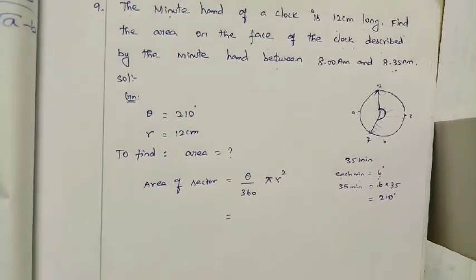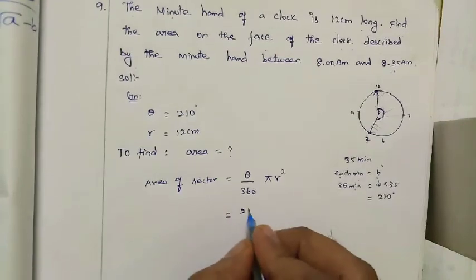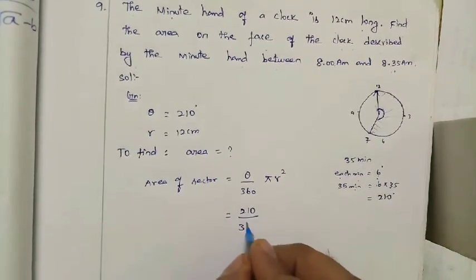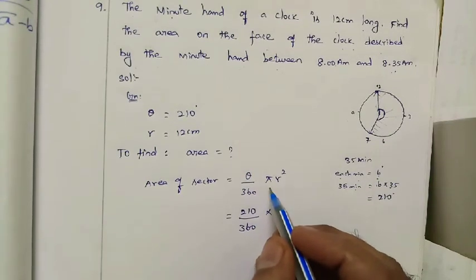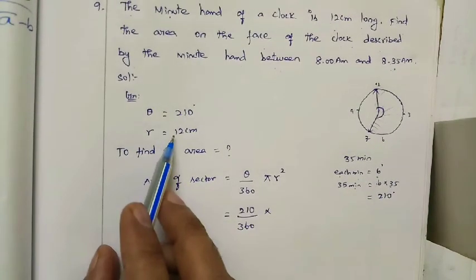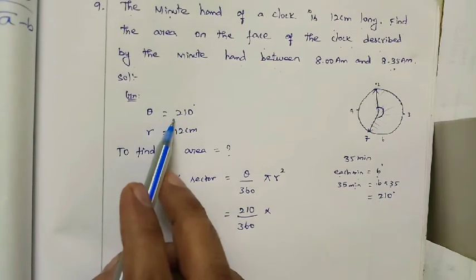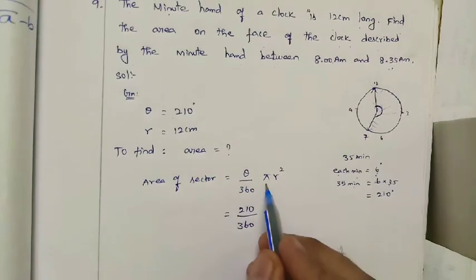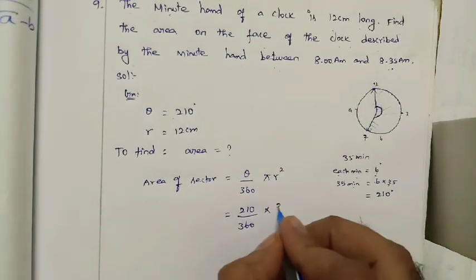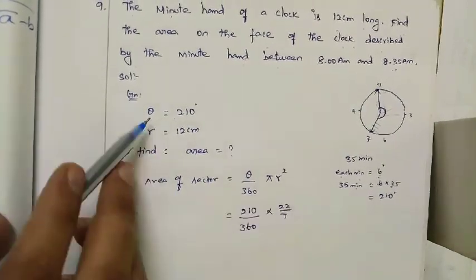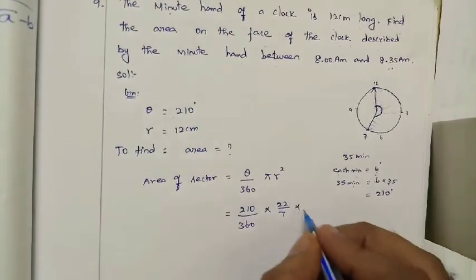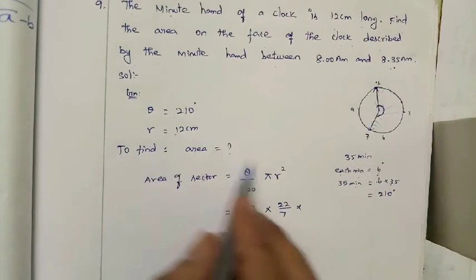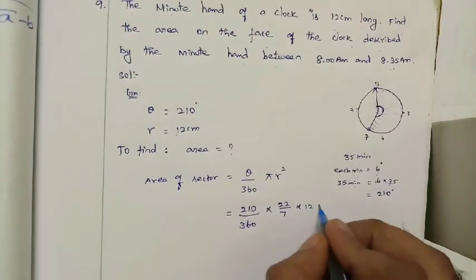We know the value of theta. What is the value of theta? 210 divided by 360 into pi, whose value is either 22 by 7 or 3.14. See, the radius is not a multiple of 7, but theta is in the form of a 7 multiple. So I am going to use pi as 22 by 7, because here theta is a 7 multiple. And r is 12 centimeter, so r square is 12 into 12.